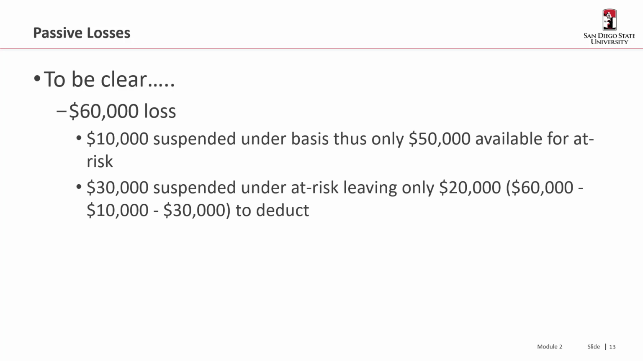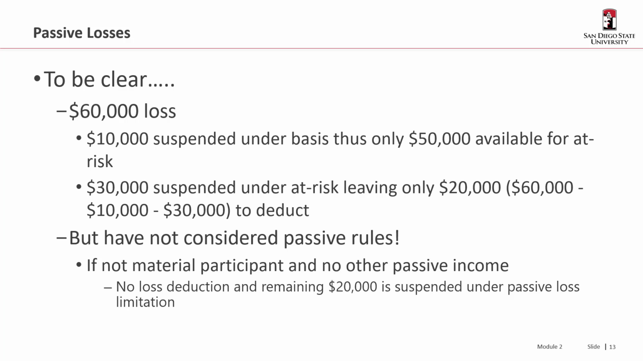Okay, so to be clear, there was a $60,000 loss. $10,000 was suspended under the basis rules, leaving only $50,000 available for at-risk. $30,000 was suspended under the at-risk rules, leaving only $20,000 to deduct. But we have not yet considered the main purpose of this video, which is the passive rules. So if he's not a material participant, and we're assuming he's not, and there is no other form of passive income by this taxpayer, then there is no deduction. And the remaining $20,000 of loss is suspended under the passive loss limitation rules.